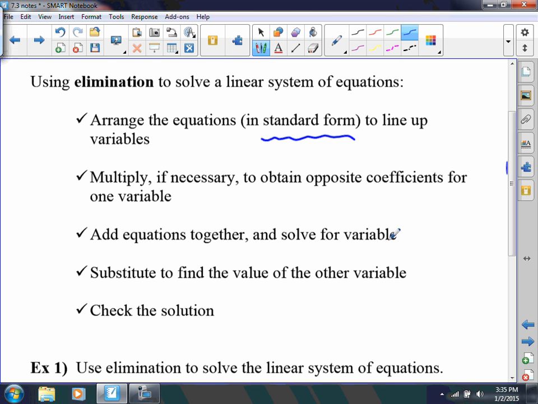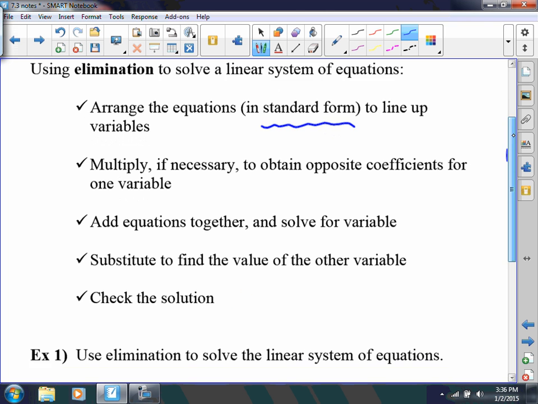Now, once you get that variable, then you'll have an answer like x equals 4, and then you just substitute that into either one of the other equations so that you can solve for y. Okay? And then you want to check your solution as well. Make sure it's really a solution to the equation or to the system.